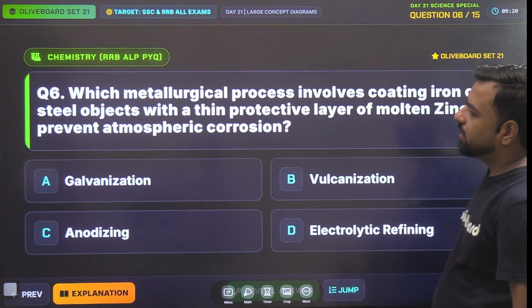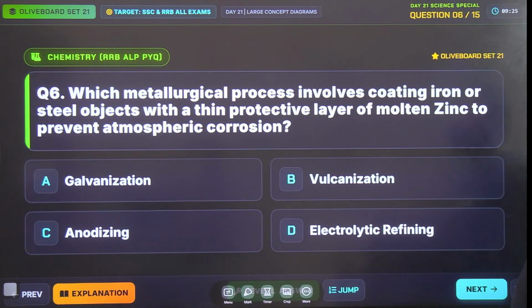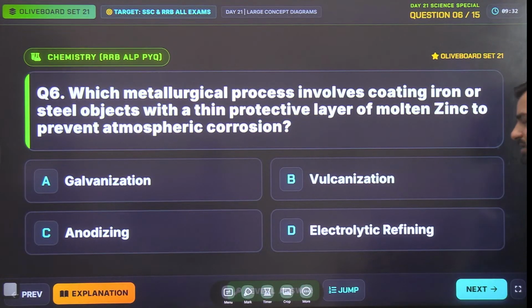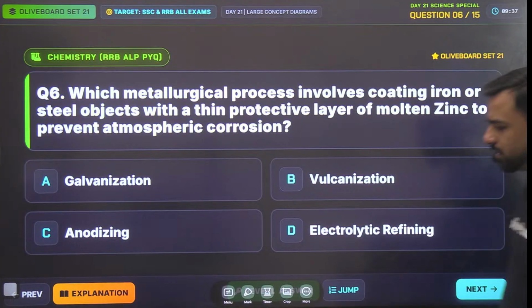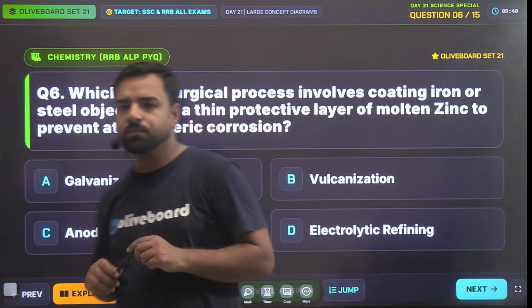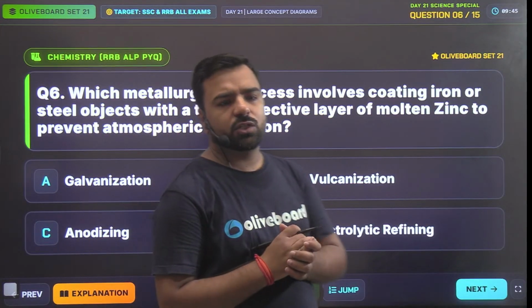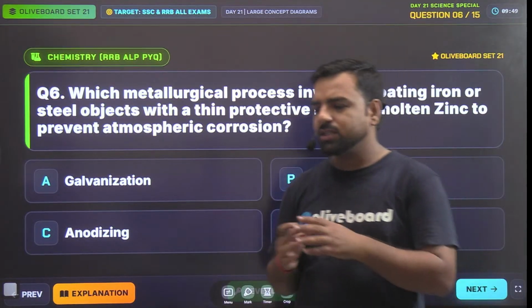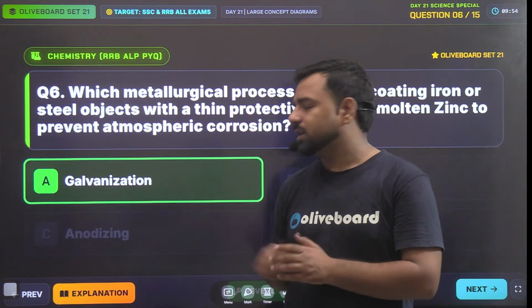What's the next question? The next one is, which metallurgical process involves coating iron or steel objects with a thin protective layer of molten zinc to prevent atmospheric corrosion? So is it galvanization, vulcanization, anodizing, or electrolytic refining? Now guys, in the case of galvanization, if I talk about iron, iron gets corroded. Rusting is there. So in order to prevent the rusting, we can go for oiling, we can go for greasing, but there's one more concept. You can just apply zinc coating over there, right? And that process is known as galvanization. So here, galvanization is the correct answer.